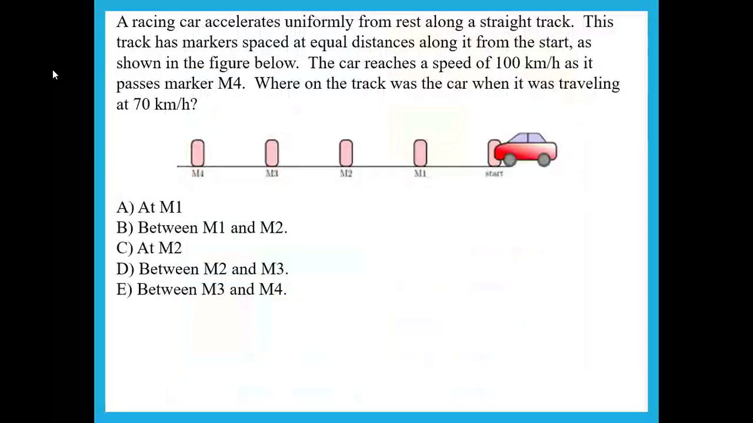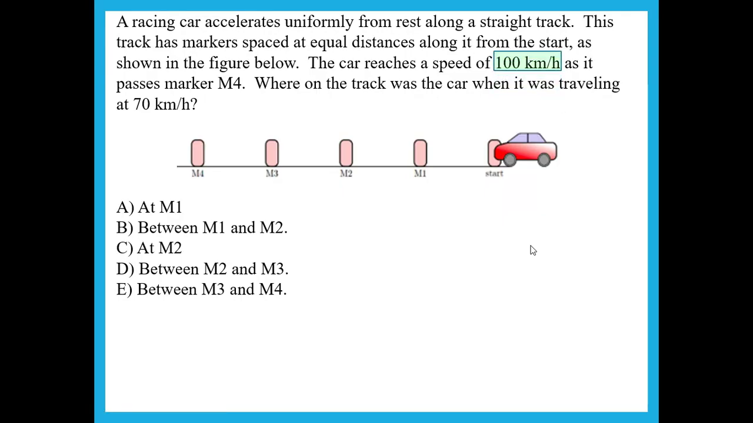Okay, so here we have a racing car that accelerates uniformly from rest, and then it travels to marker 4, and at marker 4, its final speed or final velocity, if you want, is 100 kilometers per hour to the left. Then it wants us to find out where the car is when it was moving at 70 kilometers per hour. Okay, so let's go ahead and identify a few things here.